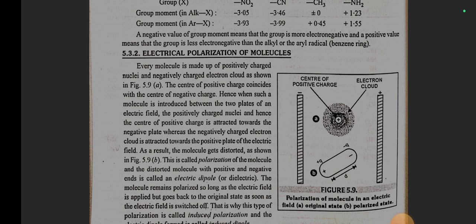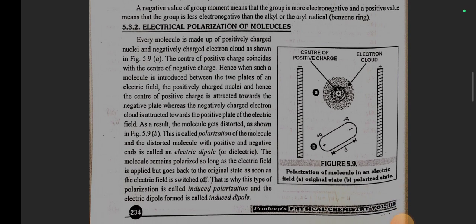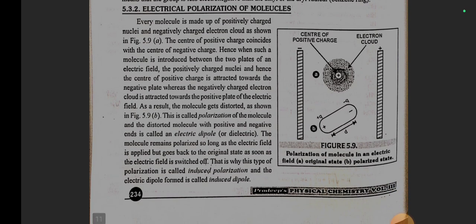Electrical polarization of molecules. Every molecule is made up of positively charged nuclei and negatively charged electron cloud, as shown in the figure. The center of positive charge coincides with the center of negative charge. Hence, when such a molecule is introduced between the two plates of an electric field, the positively charged nuclei, hence the center of positive charge, is attracted towards the negative plate, whereas the negatively charged electron cloud is attracted towards the positive plate of the electric field. As a result, the molecule gets distorted, as shown.